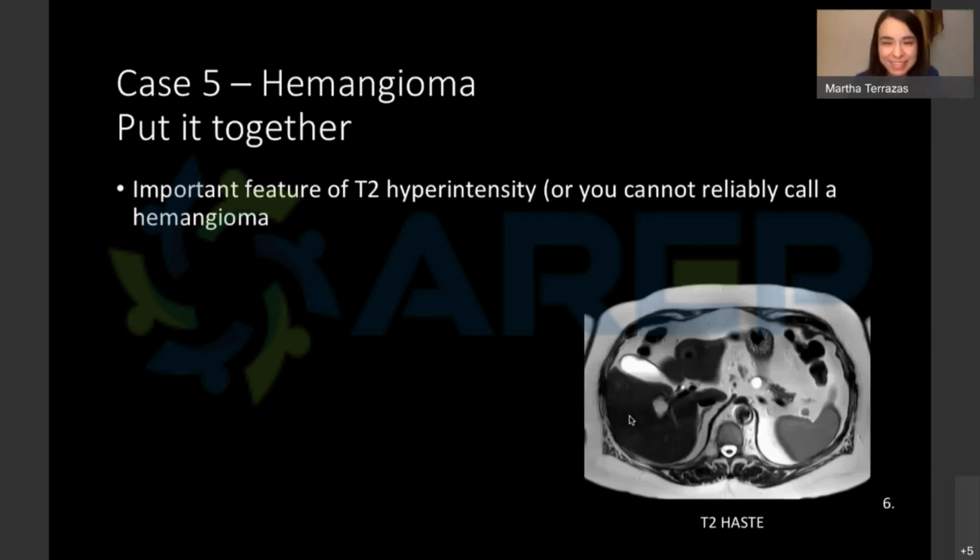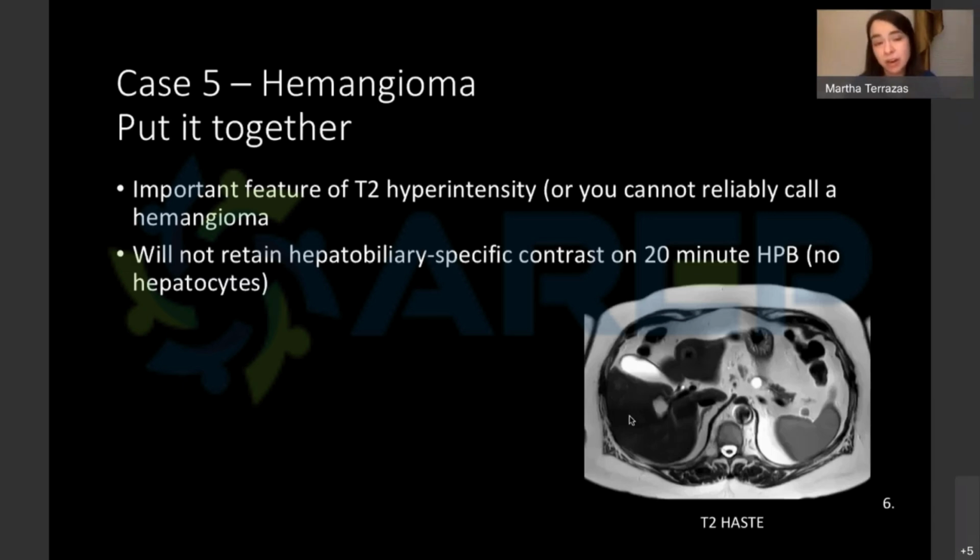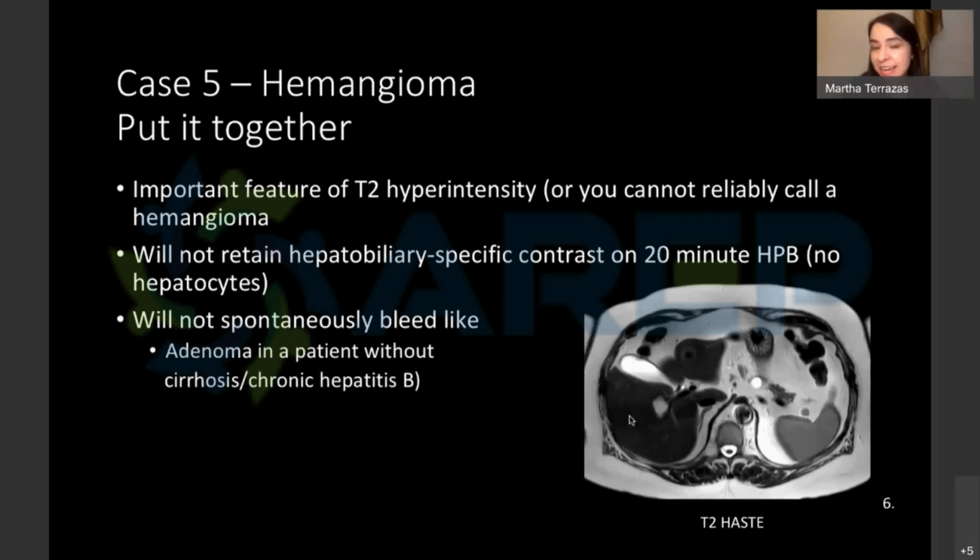So putting this case together, the most important feature of a hemangioma is T2 hyperintensity. That's what Dr. Frank Miller used to hammer. It is a very important feature of a hemangioma, or you cannot reliably call it a hemangioma. And they will not retain contrast on the 20-minute hepatobiliary phase, right? Because they don't have hepatocytes like an FNH. And they will not spontaneously bleed like an adenoma.